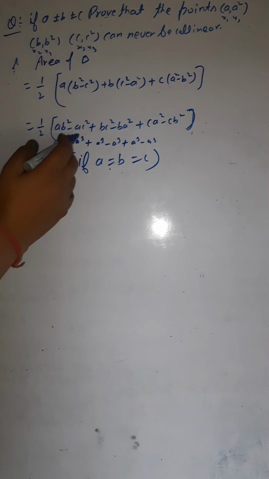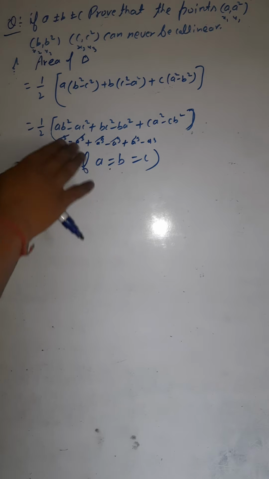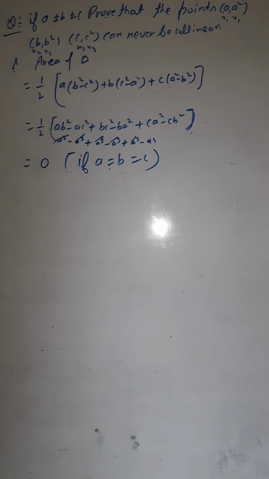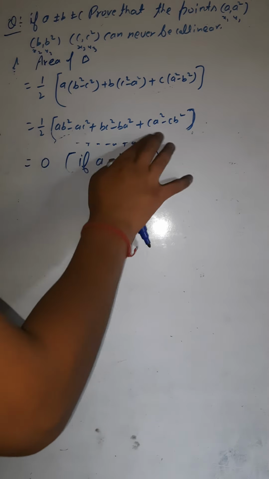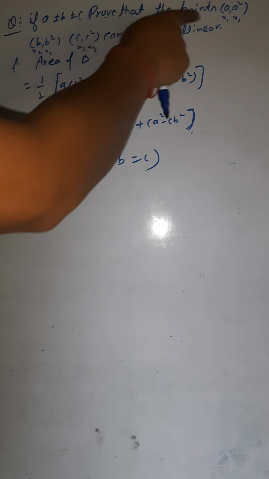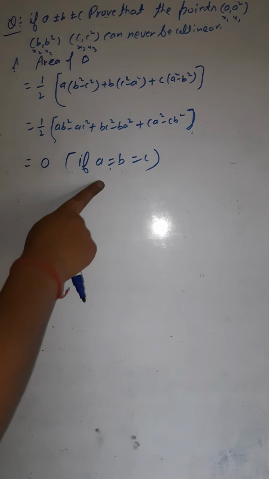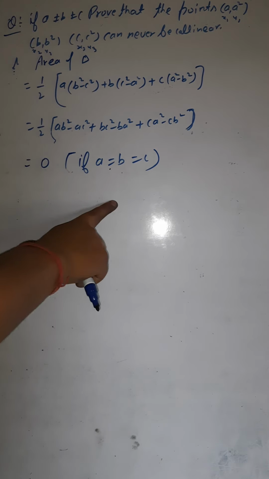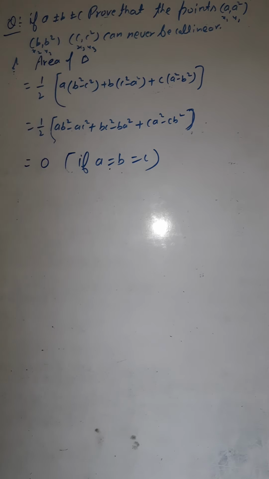You can cut everything here. This would become 0. So this is coming out to be 0 if a, b, c all become equal. If a, b, c all are equal, then these points are collinear. If this case is not being satisfied here, then these 3 points can never be collinear. That is the question being asked.